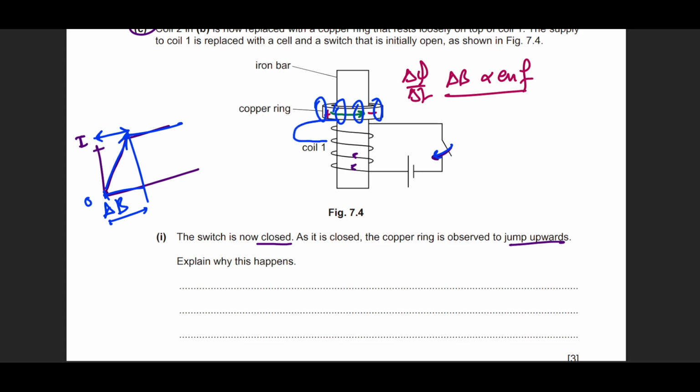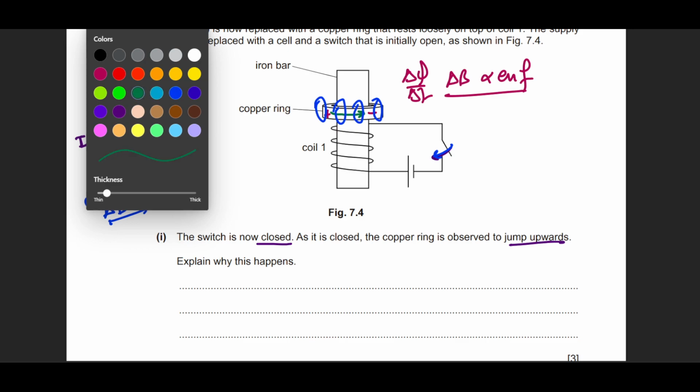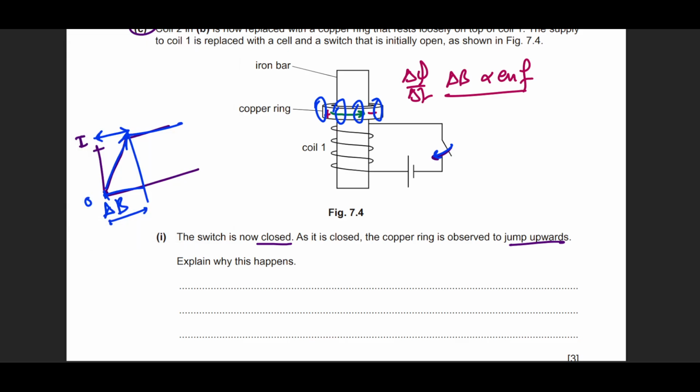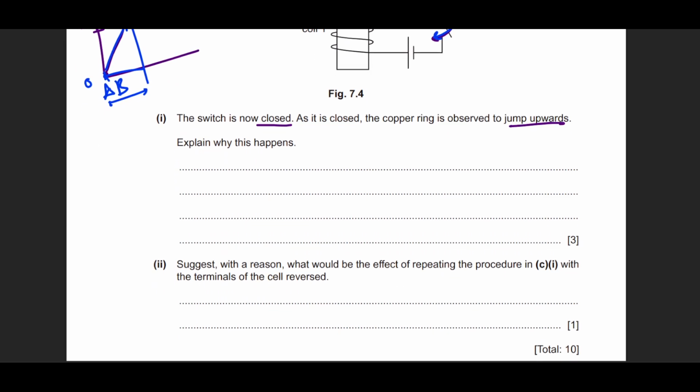That magnetic field interacts with the magnetic field of this coil according to the right hand grip rule, for example, that this is the north pole, this is the south pole. Of course we can do that for the sake of example. And these two magnetic fields are interacting with each other, and we can observe that they will repel each other, and as a result the copper ring will go upwards.